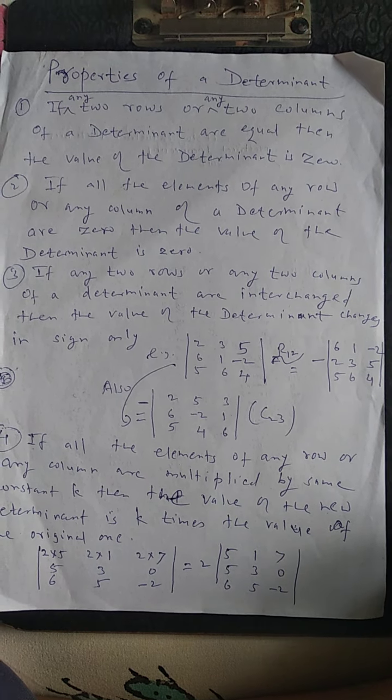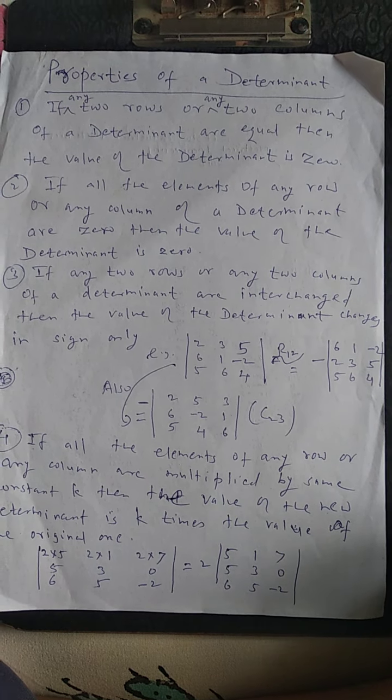And in the solved example, the last example we have solved, we have used the property of determinant, and in that video I told you the properties of determinant we will see in the next lecture. So today's topic is properties of a determinant. There are 6 or 7 properties of a determinant.